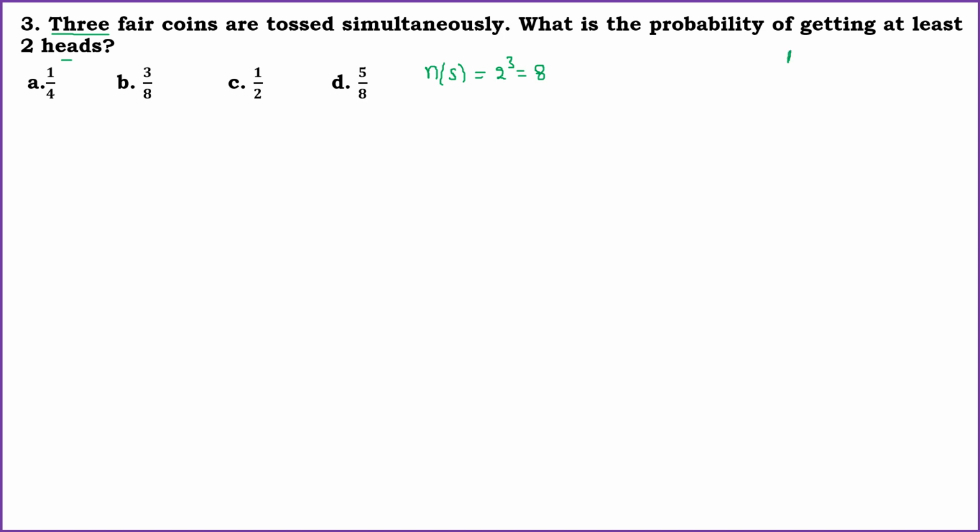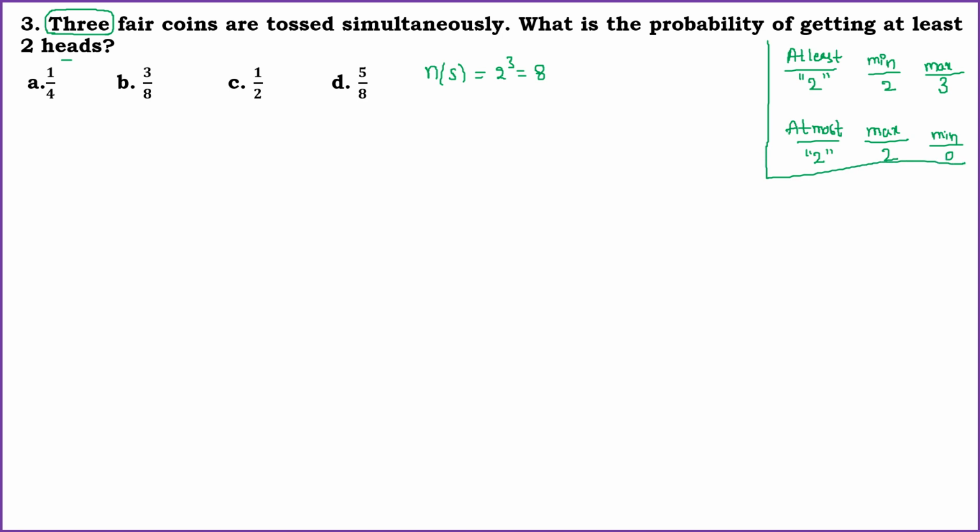Have a look, everyone. If you find the words at least, the minimum is 2 and the maximum is 3, since the coin is tossed thrice. For example, if they have given at most 2, that means maximum 2, minimum 0. At least 2 means minimum 2, maximum 3. At most 2 means maximum 2, minimum 0. At least and at most, you have to remember these 2 points in your mind.